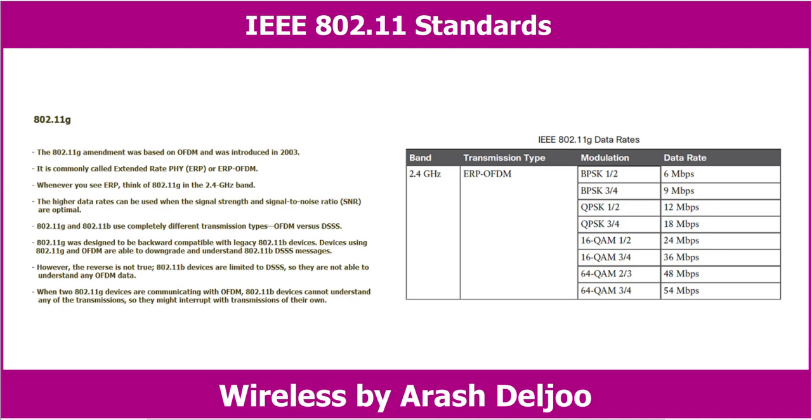Devices using 802.11g and OFDM are able to downgrade and understand 802.11b DSSS messages. However, the reverse is not true. 802.11b devices are limited to DSSS, so they are not able to understand any OFDM data. When two 802.11g devices are communicating with OFDM, 802.11b devices cannot understand any of the transmission, so they might interrupt with transmissions of their own.